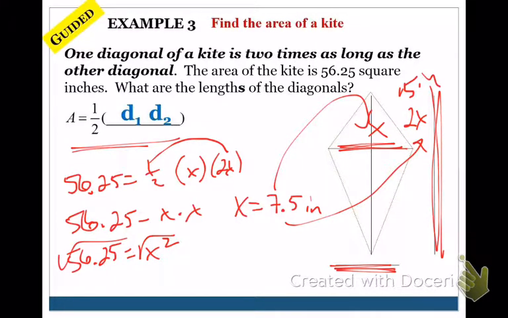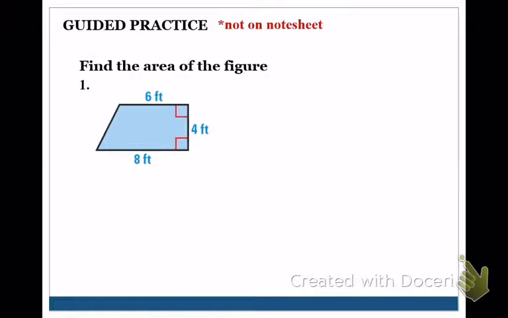All right. What else can we do? Actually, this is not on your note sheet, so I'll go ahead and work this out for you too, and then turn you loose on the ones that are in your note sheet. Find the area of this guy. Well, this guy is a trapezoid, so we got to pull out the trapezoid formula.